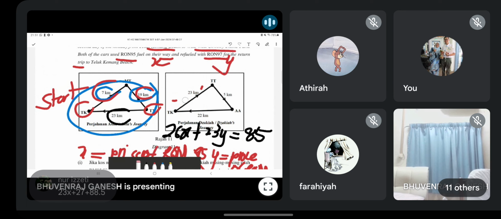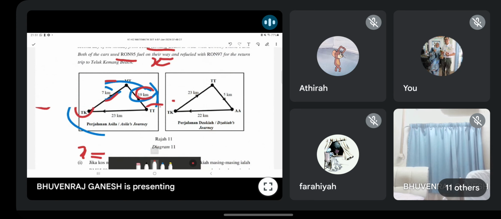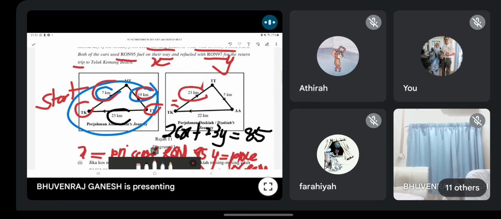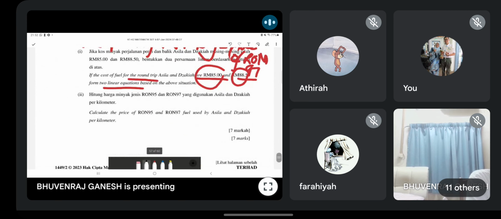Not bad, huh? Izzati? Okay, let me check. Yeah, correct. Okay, 23x ini adalah pergi dari TK ke TT, balik 27. Okay, jadi 23x plus 27y equal to 88.5. Itu sahaja untuk satu. Lepas tu, how to find this, guys?